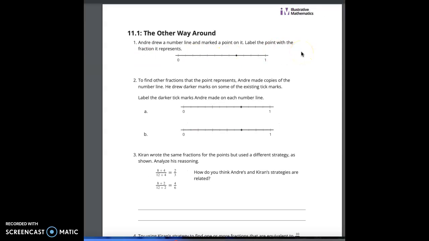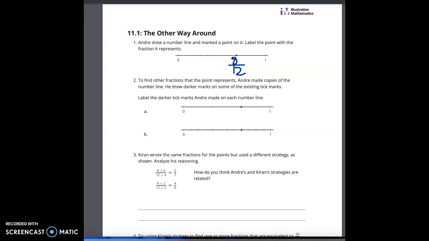Okay, this part right here. Andre drew a number line and marked a point on it. Label the point with the fraction it represents. So you need to count the spaces in between each little tick mark there. 1, 2, 3, 4, 5, 6, 7, 8, 9, 10, 11, 12. So we're dealing with 12ths here. For the denominator, that's how many pieces we have. And then 1, 2, 3, 4, 5, 6, 7, 8. So this is 8/12 up here.